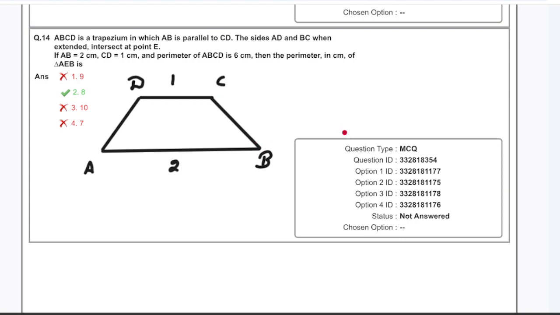This is a trapezium we have. Now the question says sides AD and BC were extended, and they were extended in such a way that they met at E. So let's see, this is the point E.